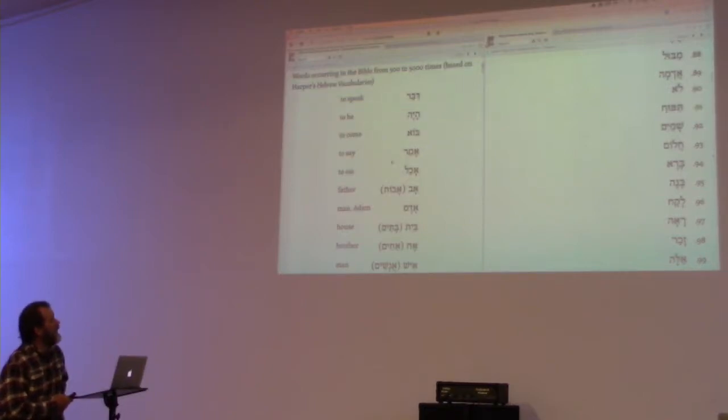Davar, to speak, haya, to be, bo, to come, amar, to say, achal, to eat, av, father, avot, adam, Adam, bayit, or batim, house, ach, or achim, brother. This is the plural form, of course. Ish, anashim, man and men. So make sure you get those down.